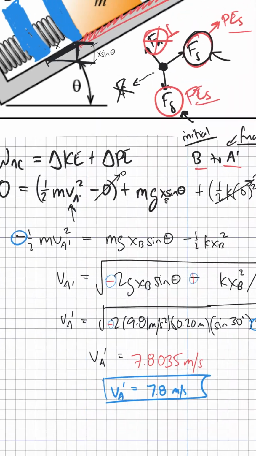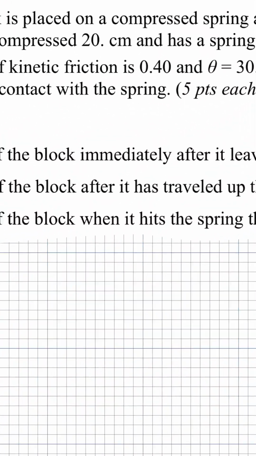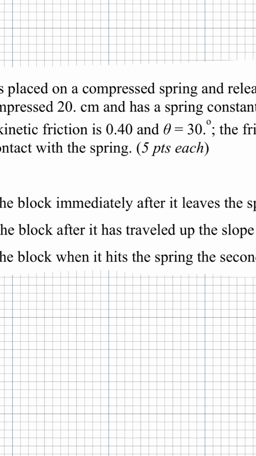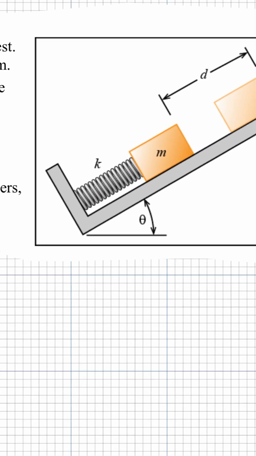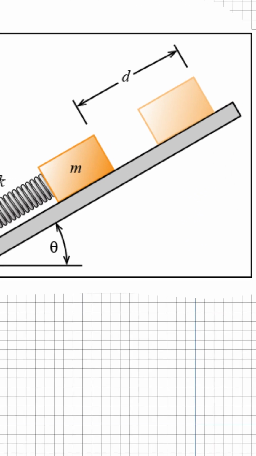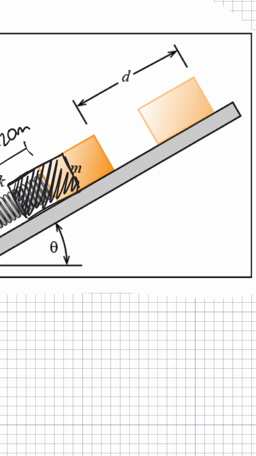All right, cool. B, let's go over here. B, the velocity of the block after it has traveled up the slope for 1.2 meters. Okay, so now we've got this particular situation here. The spring is pulled back, the mass has been moved to a position here, so it has compressed that spring a grand total of 0.20 meters.